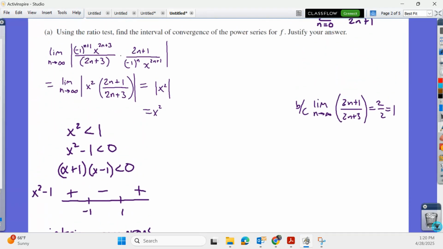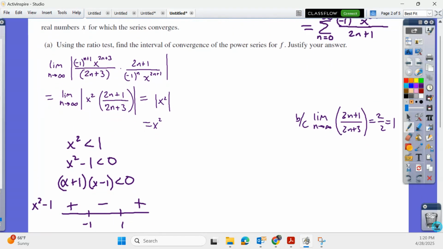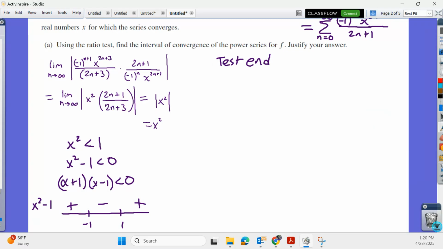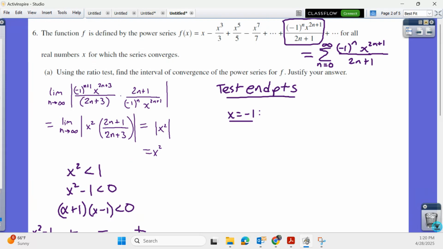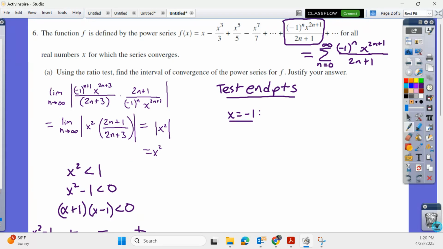The next part is to test the endpoints, so -1 and 1. So I'm going to do that now and get this out of the way. So test, and I recommend, like, label this stuff, right? Let them know what you're doing. So x equals -1. That means we're actually going to plug -1 in for x in the general term here, right? And so what does that give me? What does that series look like? So at that particular case, when x equals -1, is this series going to be convergent or divergent?